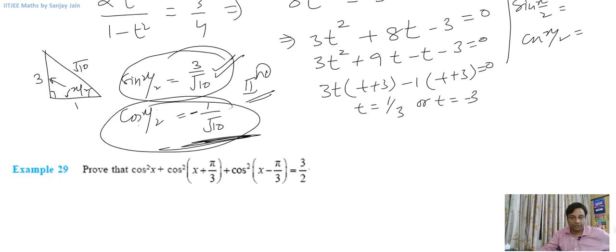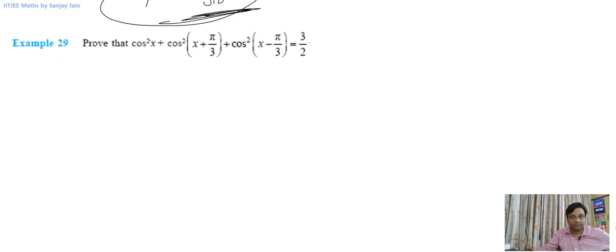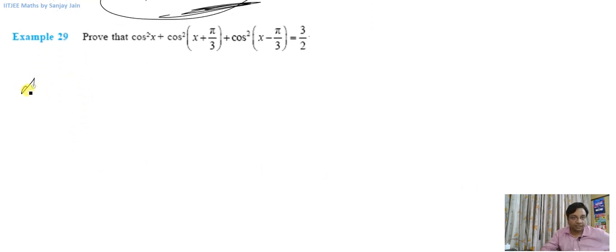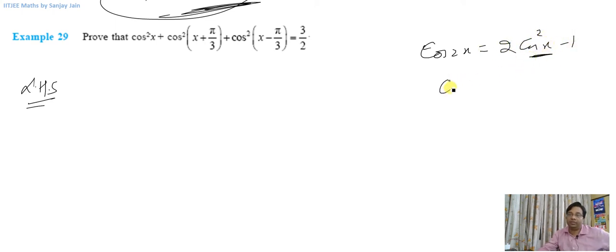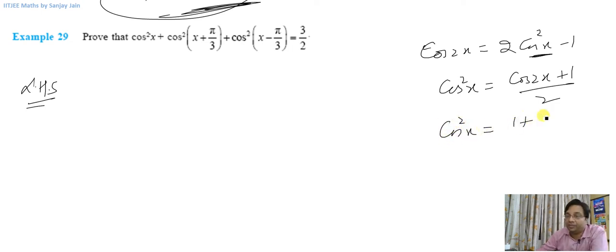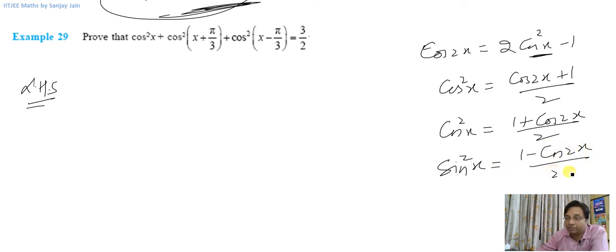Let us look at what we have next. Okay, let us consider our left hand side. We said that cos 2x is equal to 2cos²x - 1, right? So what can you say about cos²x? Can we say cos²x is equal to (cos 2x + 1)/2? Yes. Similarly, cos²x can always be written as (1 + cos 2x)/2. Similarly, you can memorize that sin²x can be written as (1 - cos 2x)/2.